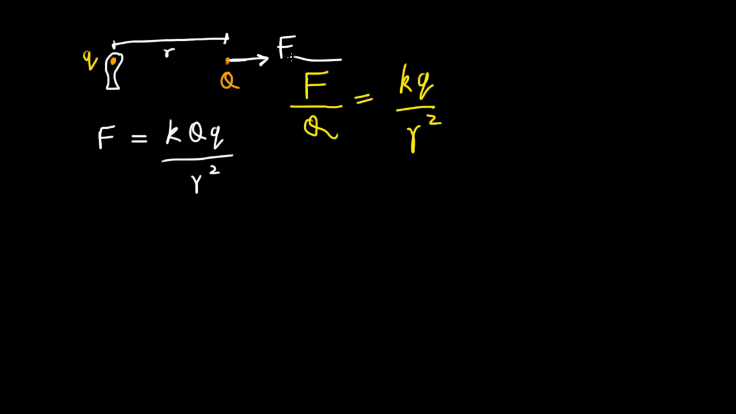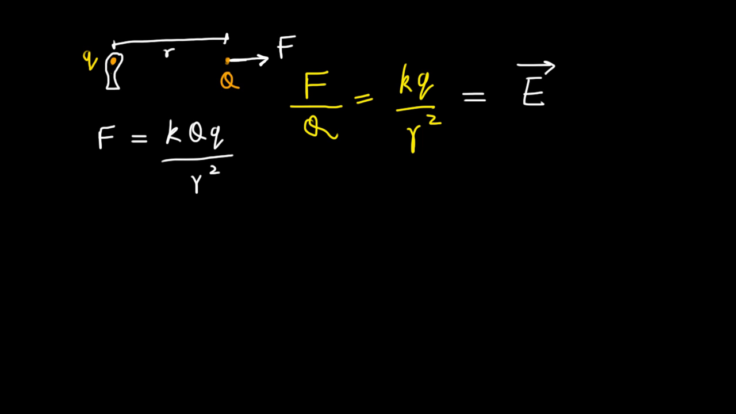So this quantity here is defined to be the electric field, which is a vector, and by the way, force is also a vector, but I won't show it now. It is the electric field at that point, which is at a distance r from the small q. Electric field is defined to be force per unit charge.